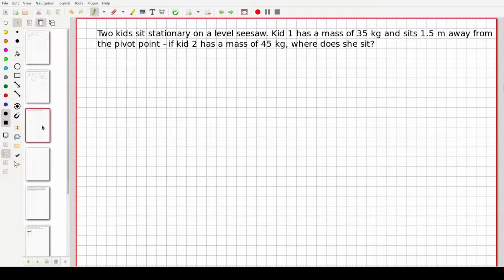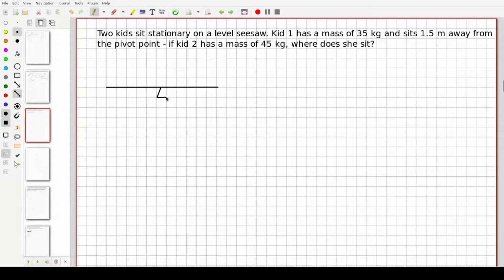Now, that said, let's do another example. Two kids sit stationary on a level seesaw. Kid 1 has a mass of 35 kilograms and sits 1.5 meters away from the pivot point. If Kid 2 has a mass of 45 kilograms, where does she sit? Now, I want you to think of a seesaw like this. Here's my pivot right here at the center, like that. Now, we're going to put kid 1 down over here. Here's kid 1. Obviously, this is not drawn to scale.